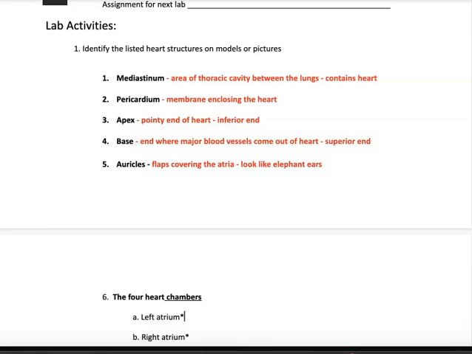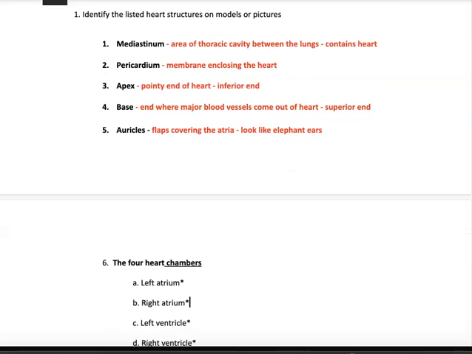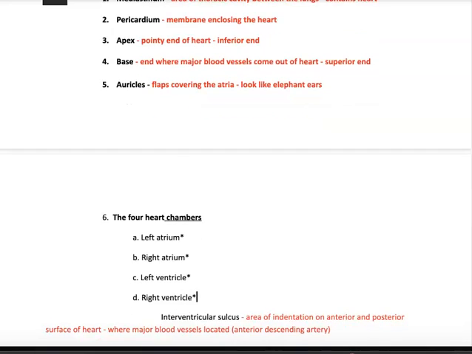The apex is the pointy end, the inferior end, so the far end. Usually when you think of apex and the pointy part, it's on top. In this case, it's on the bottom. And the base, and again, if you look at the picture, you'll see it. It's where all the major blood vessels, pulmonary artery, aorta, veins, go into and out of the heart. So it's actually the superior end, which is the opposite of what you think. The auricles are the flaps that cover the atria. They look like elephant ears. You'll see those also on the sheep heart.